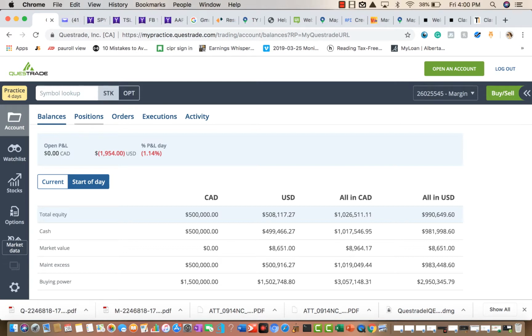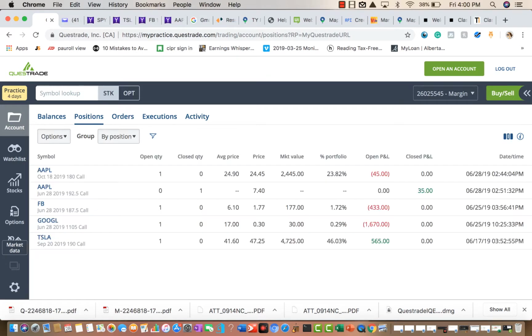So let's go under positions. Positions basically means the trades that you have. Here under positions, you'll see the trades that you did. In this case, I have Apple. I did a call on Apple, so you can see right here call 180, this is the strike price, and this is the expiration for this trade. And you'll see the other ones that I have.